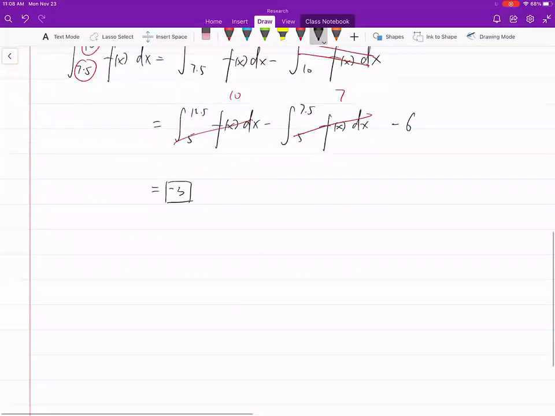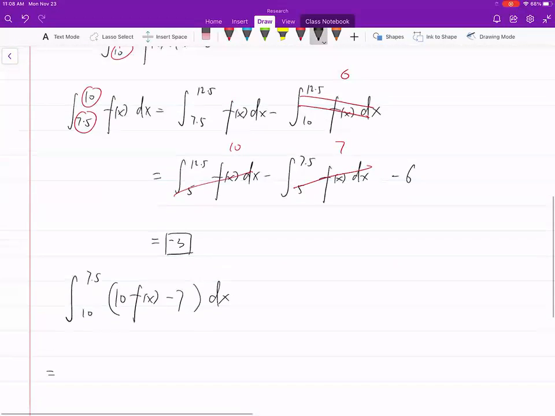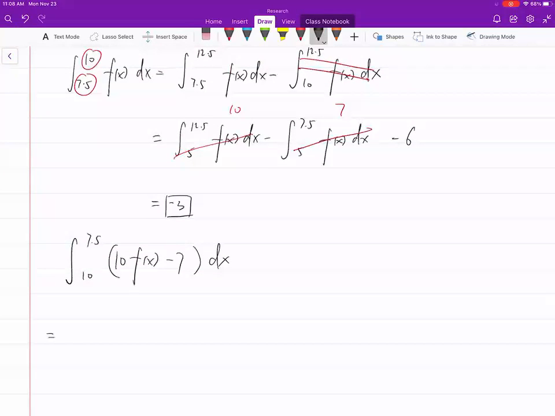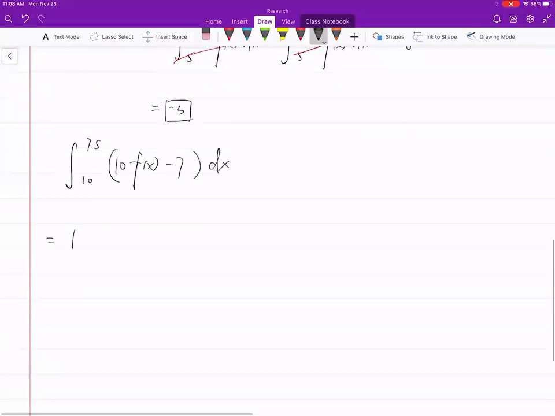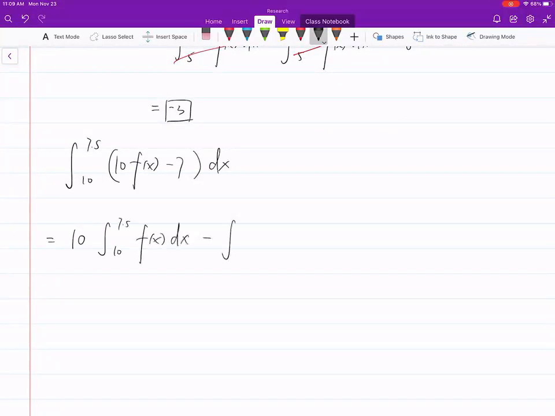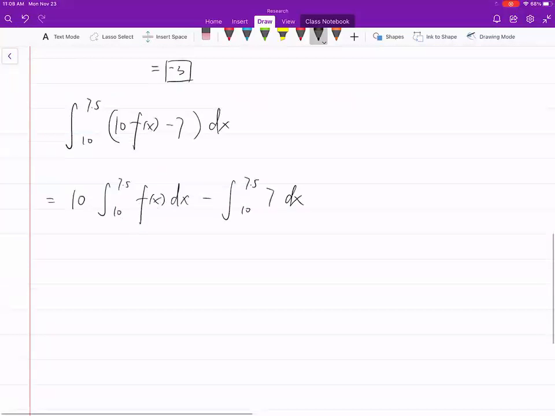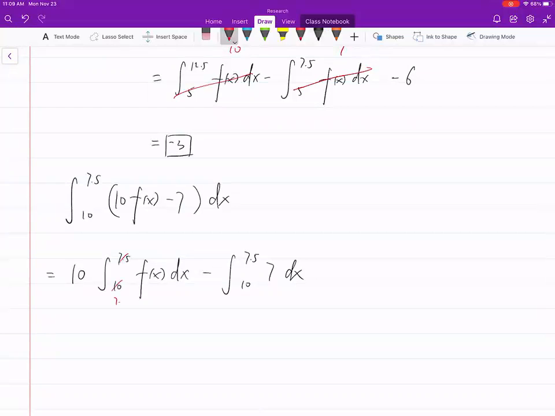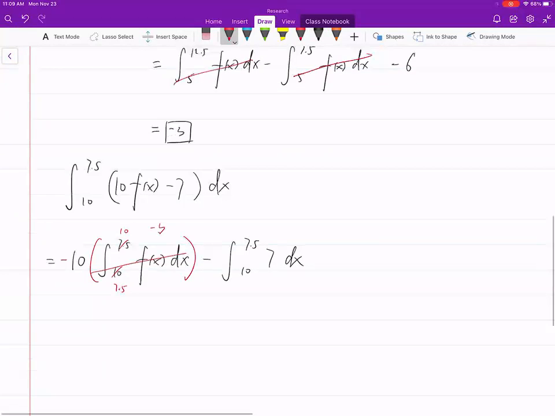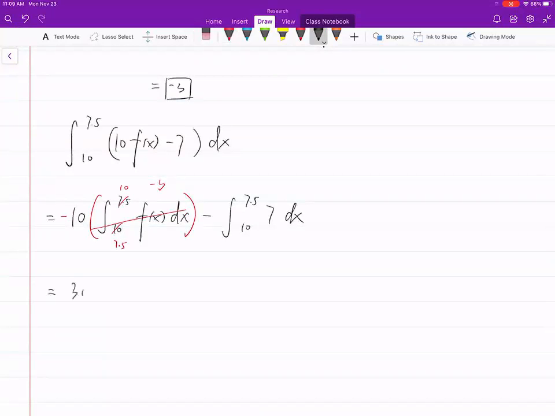Now for number 2. You already know how to find from 7.5 to 10. From 10 to 7.5 is just going to be negative. So by the linear property, you can take it from here to here. Second, you realize this one is nothing but, if you switch this, you just need to put a negative sign here. Finally, from the previous question, you know this is 3. So together, it's going to be negative 10 times negative 3. This is going to be 30.